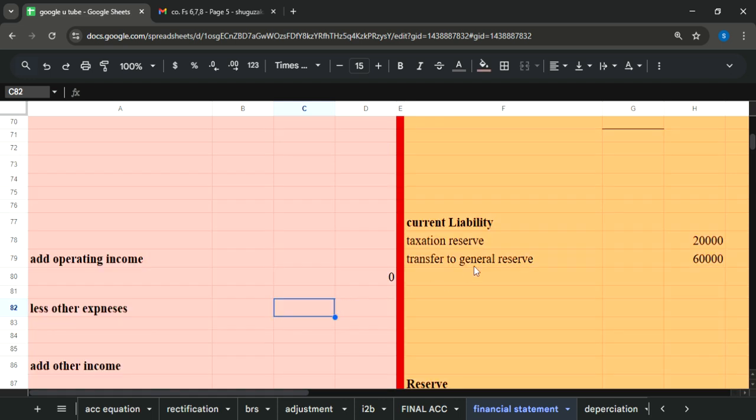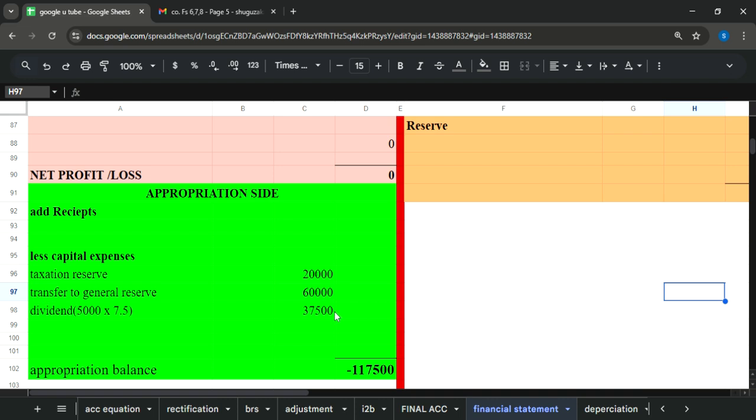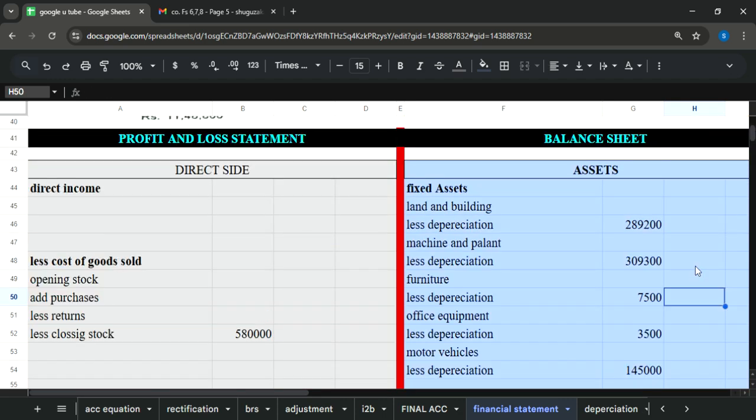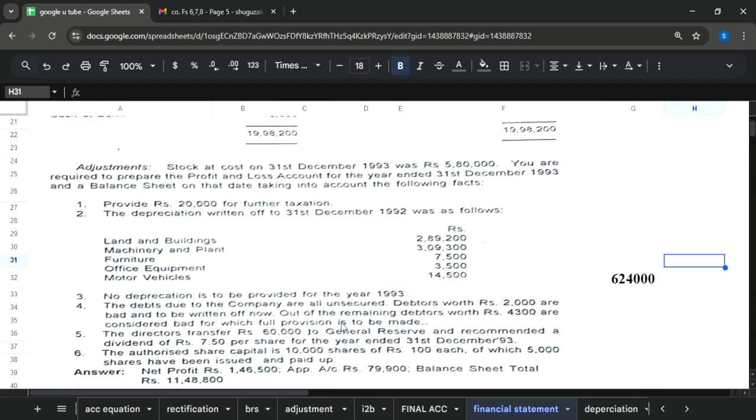For second effect, we'll go to current liability side, and here amount of dividend 37,500 over here. So you can see that first effect 37,500 over here, second effect 37,500 in liability side, appropriation debit and liability side. This way our adjustment number 5 is completed, and there is nothing to do with sixth adjustment.